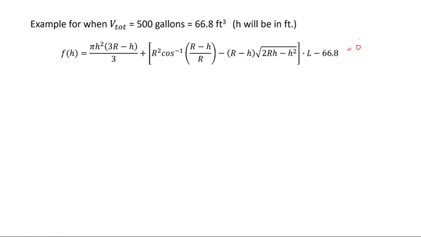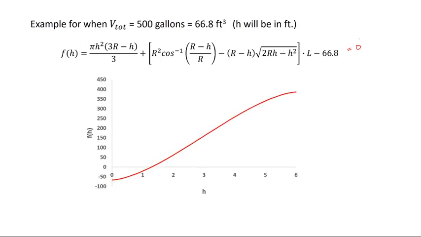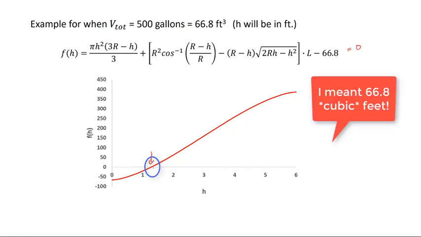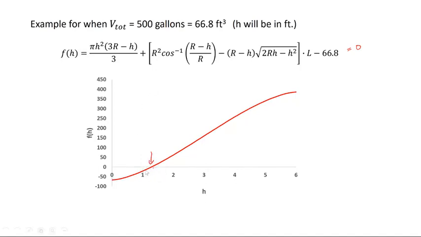If you plotted this in Excel, you would get the following. And we're plotting this as a function of h. So h is the independent variable that we're trying to solve for. We're trying to find the root of f of h. And so that would be right here. That's going to be the height then that corresponds to 66.8 feet. And you notice that it has one solution between 0 and 6.